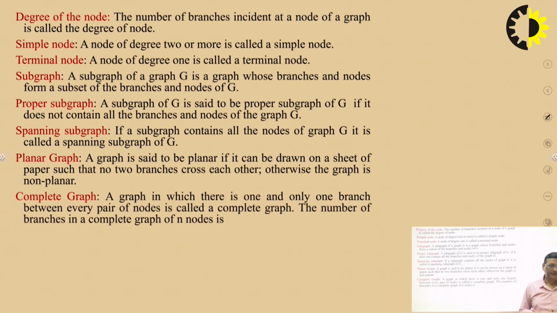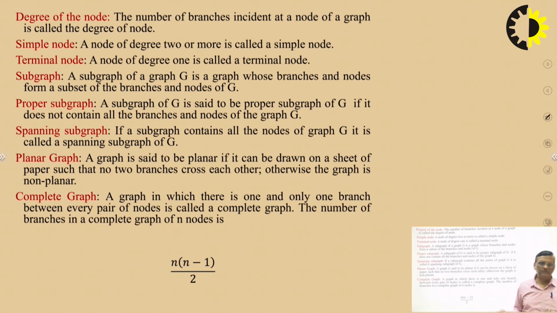And complete graph. What is a complete graph? A graph in which there is one and only one branch between every pair of nodes is called a complete graph. The number of branches in a complete graph having n nodes is given by the expression n(n-1)/2.